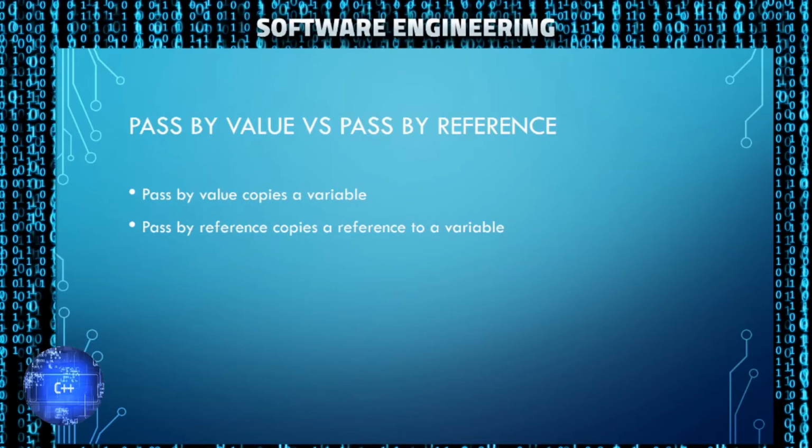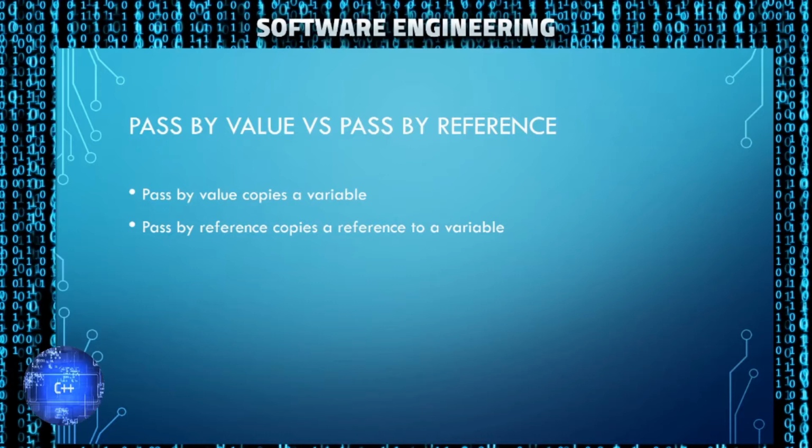So the parameters are passed one of 2 ways. They're either passed by value or passed by reference. By default, C++ will pass objects by value. When you pass by value, it actually copies the instance of the variable. So if I have an integer, it will copy that integer. If I have a string, it will copy that string. This can be expensive when you have large types, like strings or vectors, things like that.